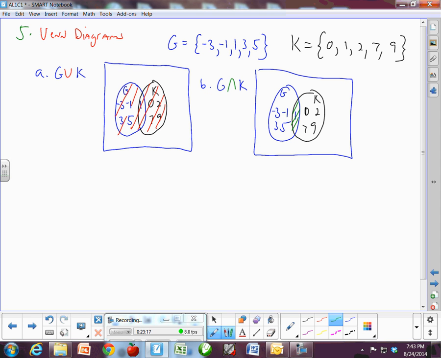So those are Venn diagrams of union and intersection. And remember, for union and intersection, the shading is the solution. The shading is the solution. All right, a couple more concepts here.